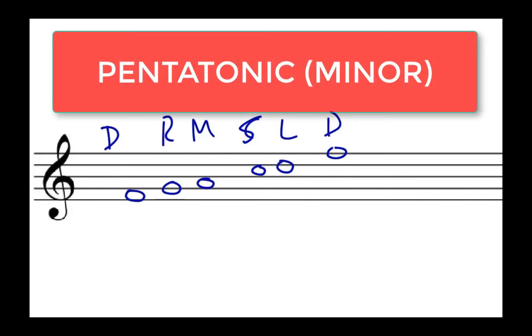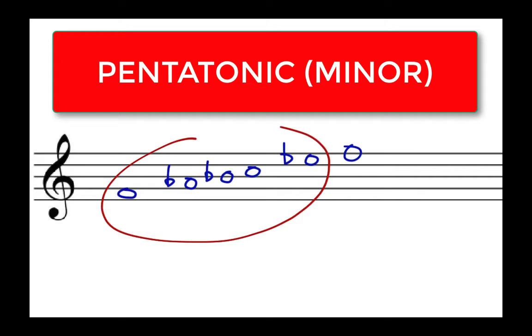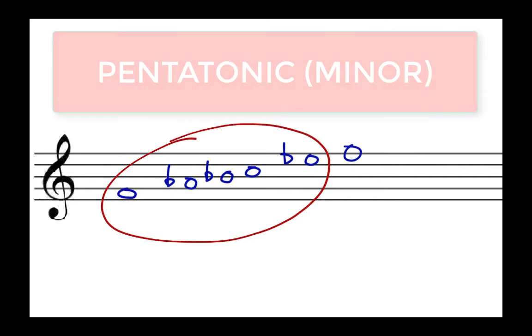The minor pentatonic, let's just erase all this. The minor pentatonic, I'm going to start on F again since that was an F major pentatonic. The minor pentatonic is do, me, fa, so, te, do. So again, it only is a 5-note scale, but it's a different 5 notes. So here's the minor.